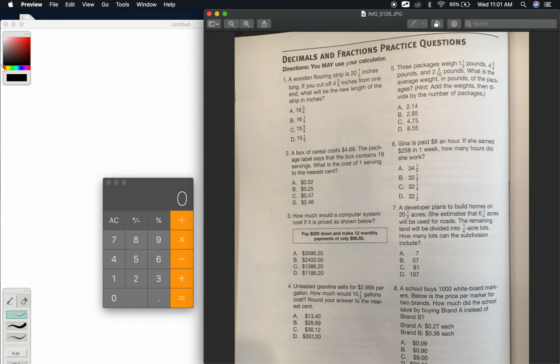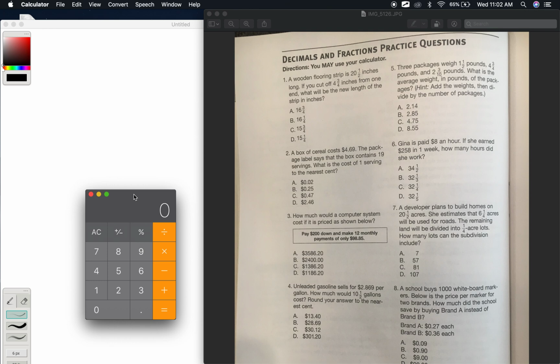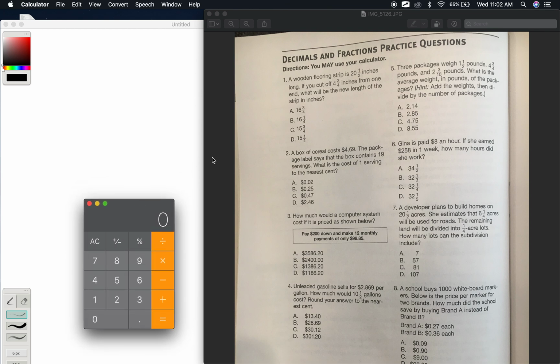Okay, so a wooden flooring. This is number 1. It says you may use a calculator here, which is why I brought the calculator up, because that will help us to go faster. A wooden flooring strip is 20.5 inches long. If you cut off 4 3/4 inches from one end, what will be the new length of the strip in inches? So this is subtraction here, because if you cut off 4 3/4 from this amount, it says what will be the new length.